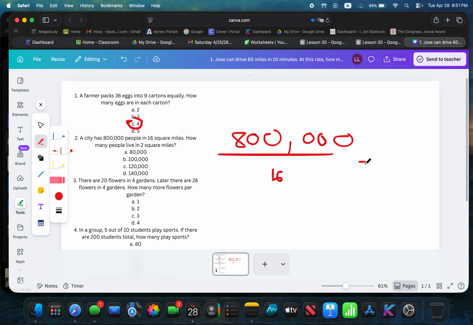So basically, we're setting proportions here, set equal to each other. How do you get from 16 to 2? Well, you divide by 8, of course. So how do you get 800,000 to x? You divide by 8, so the answer should be B.